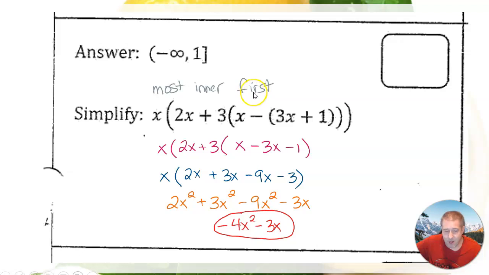And I even wrote here on the notes that you basically do whatever's on the most inner first. So I'm going to start right here where it says 3x plus 1, and I'm going to use the distributive property. Now, you might be wondering, what am I distributing? I don't see a number right here. Well, you're actually distributing -1. There's an invisible times 1 there, so you are actually distributing -1.